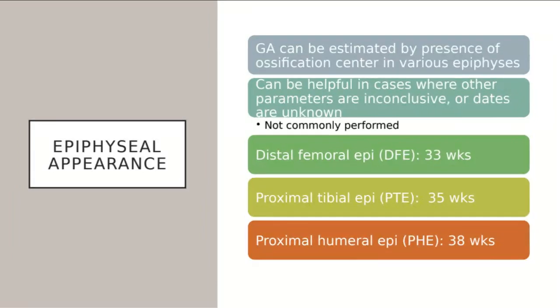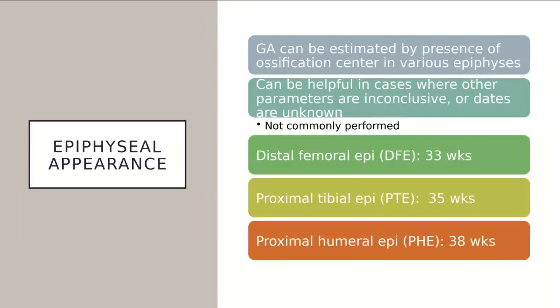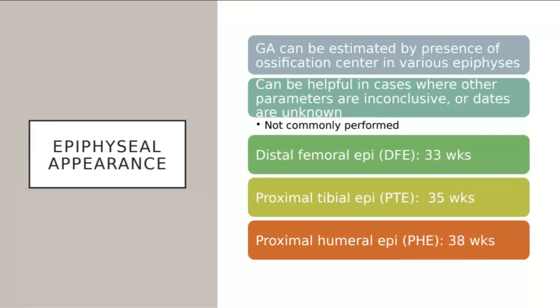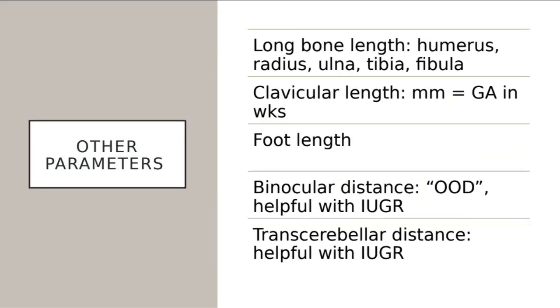If we see the proximal tibial, so now at the top of our tibia, if we see that epiphyseal center, that baby is at least 35 weeks. And then if we see the proximal humeral epiphyseal center, that baby is going to be at least 38 weeks. Again, we don't really care about it, but it is something that some places can use to help indicate gestational age. Now, if I'm 38 weeks pregnant, I don't care about knowing the specifics because you could have that baby at any second at that time. So chances are we're not really ever going to be performing those.